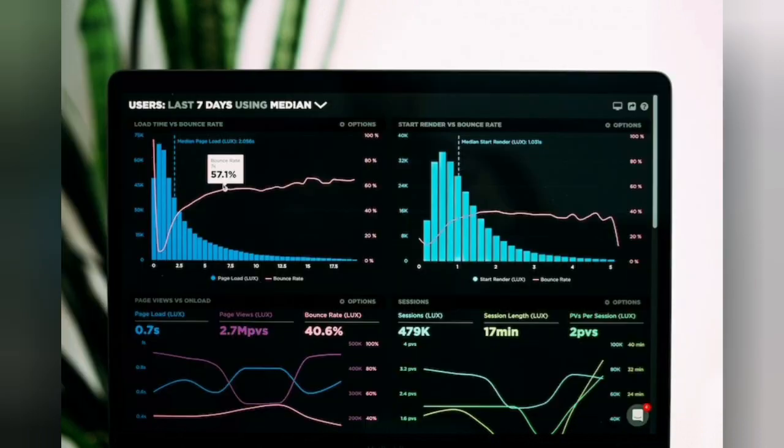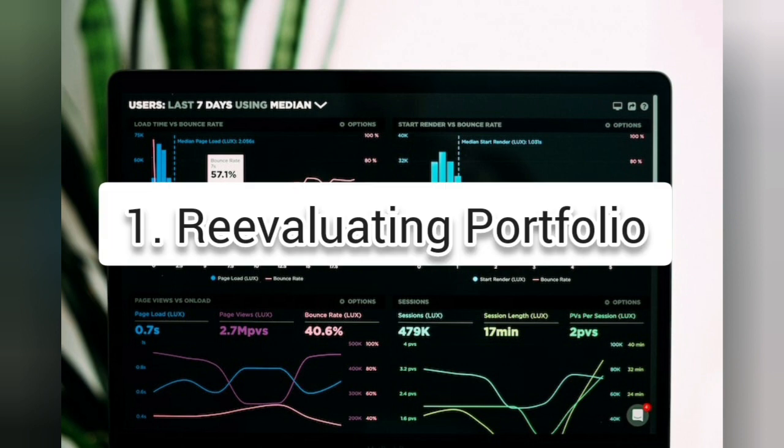So ayon kay Samuel Becker, mayroong 6 siyang itinuro tungkol sa investment risk management. Number 1, reevaluating portfolio.